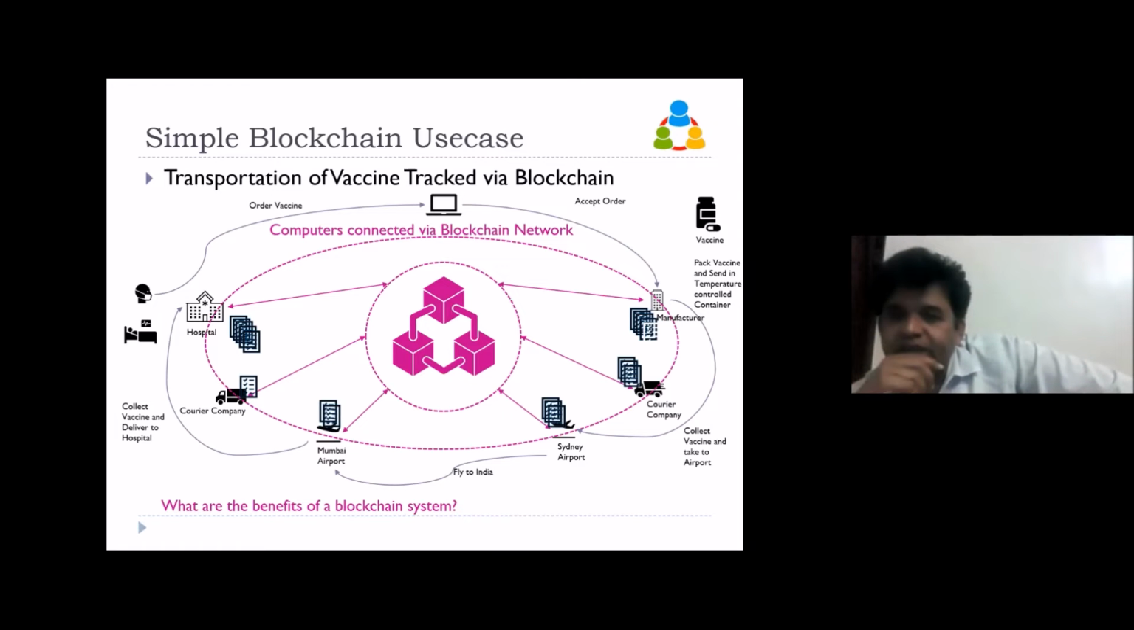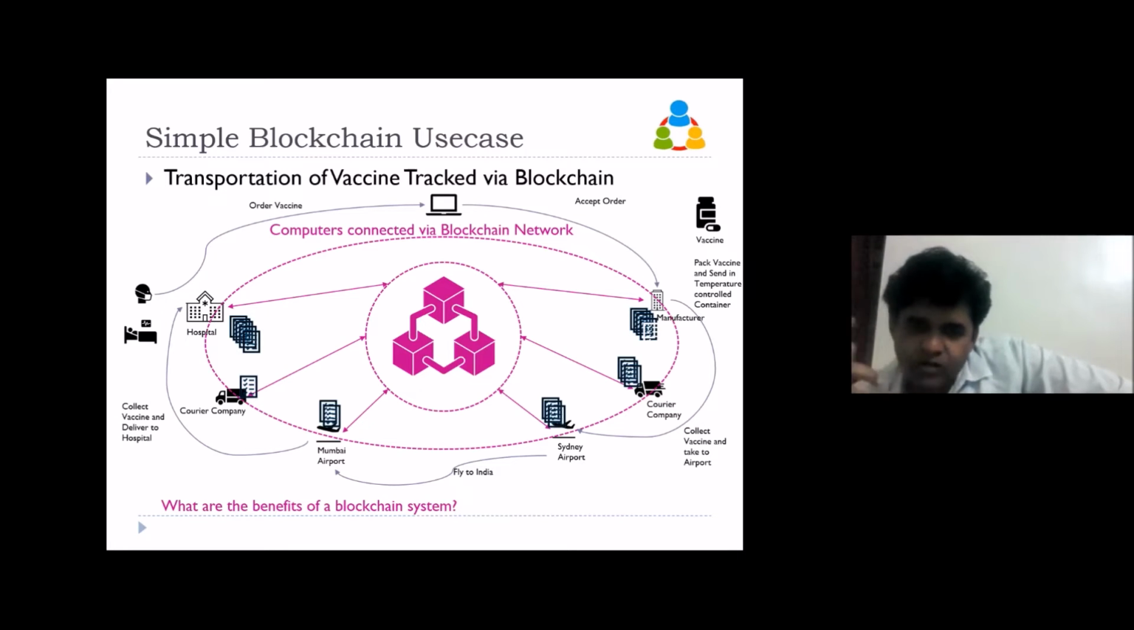One query I have. The guy who gets added later on, let's say the courier company, does he have access to the blocks which were created before it was added?